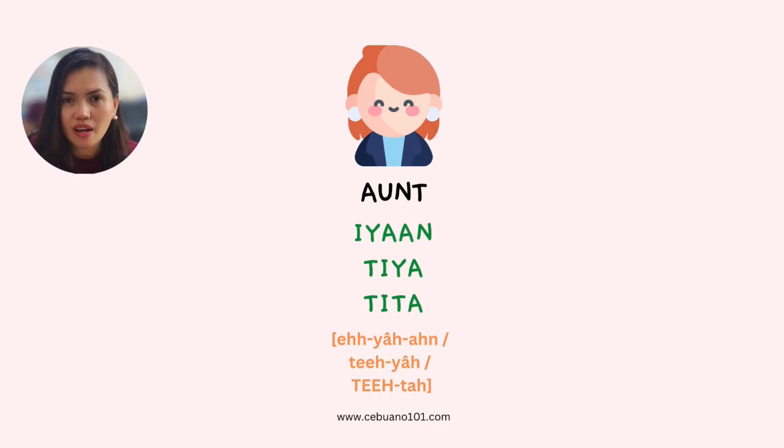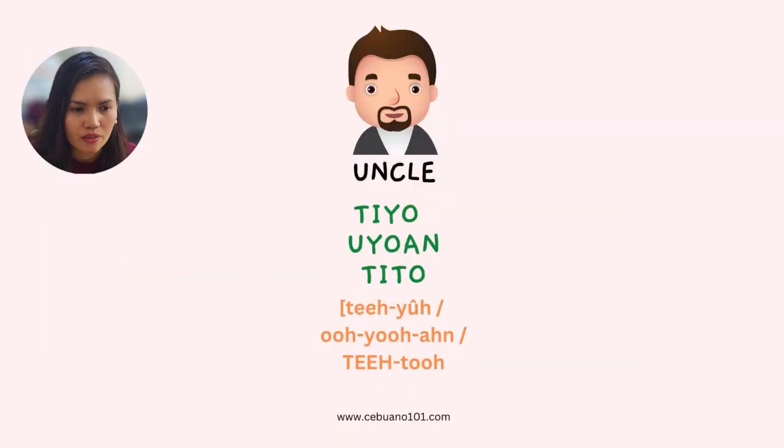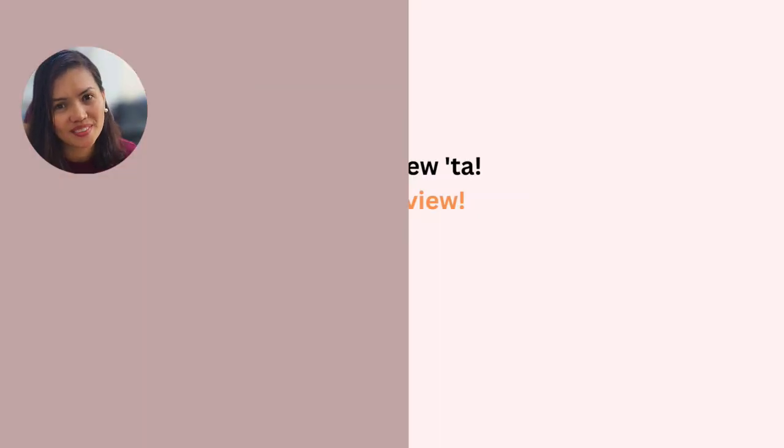All right. Next one, we have uncle, uyuan. Okay. Uncle, the same with the aunt. We have three words for uncle as well. So uncle is uyuan. Next is tio. And the last one is tito. For me, I usually use tito if I address my uncles, okay? Or to. Tito or to.